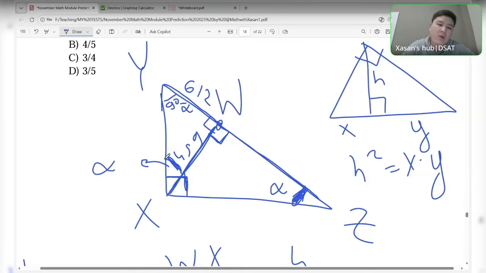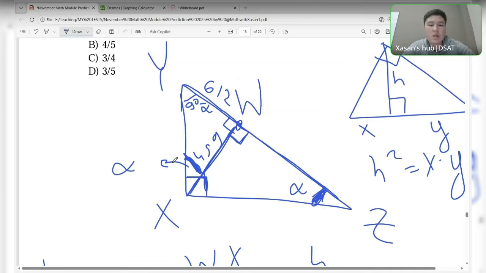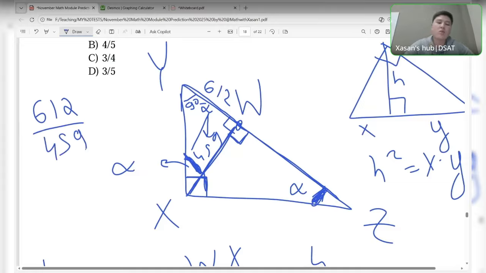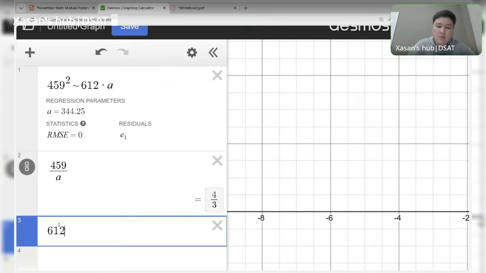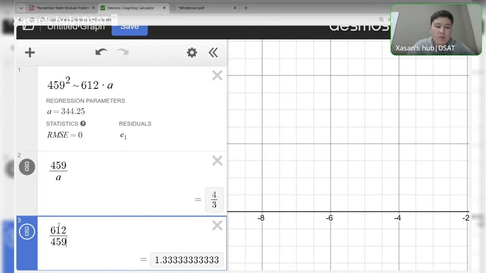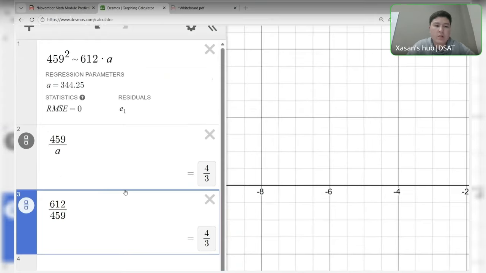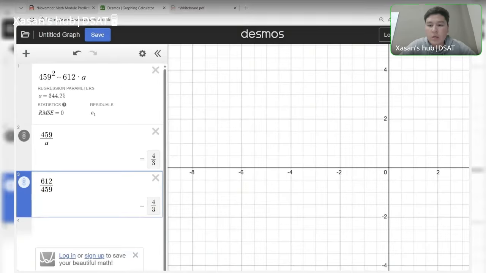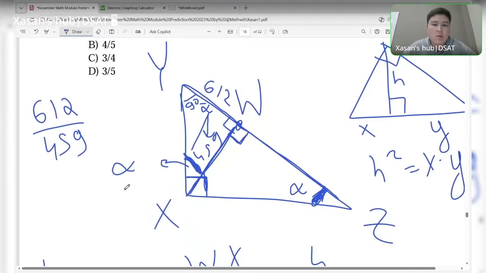So that means if you find the tangent for this one, the tangent of alpha here is 612 divided by 459. This is also another way, guys. I just found two same angles, and still got the correct answer, 612 divided by 459, which is the same, 4/3. That's all, guys. I showed the boss way. Hope it was clear.